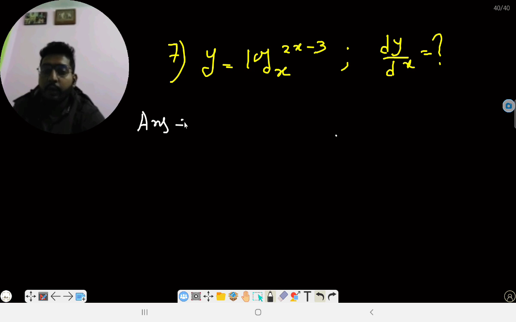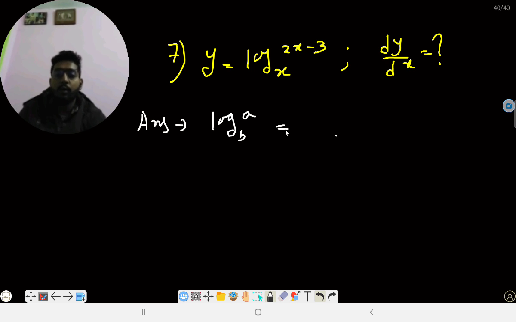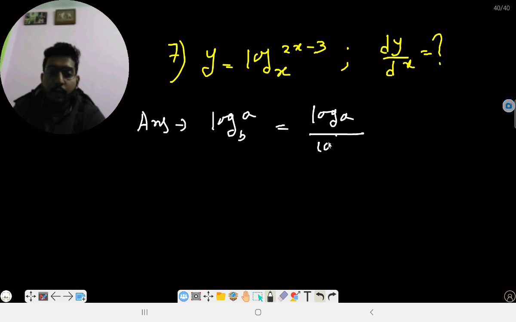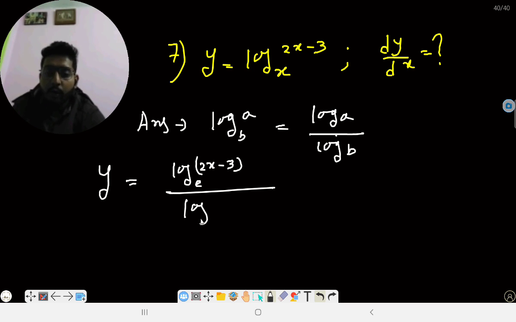Now for this one you need to know the property of log. What is the property of log? If there is log a base b, that one we can write like this, log a by log b. So here also you can write y equals log 2x minus 3 and the base is here x, so we can write like this, log 2x minus 3, and what is the base? The base will be e, suppose, and here it will be log x base e, like this, log 2x minus 3 divided by log x, like this we can write.